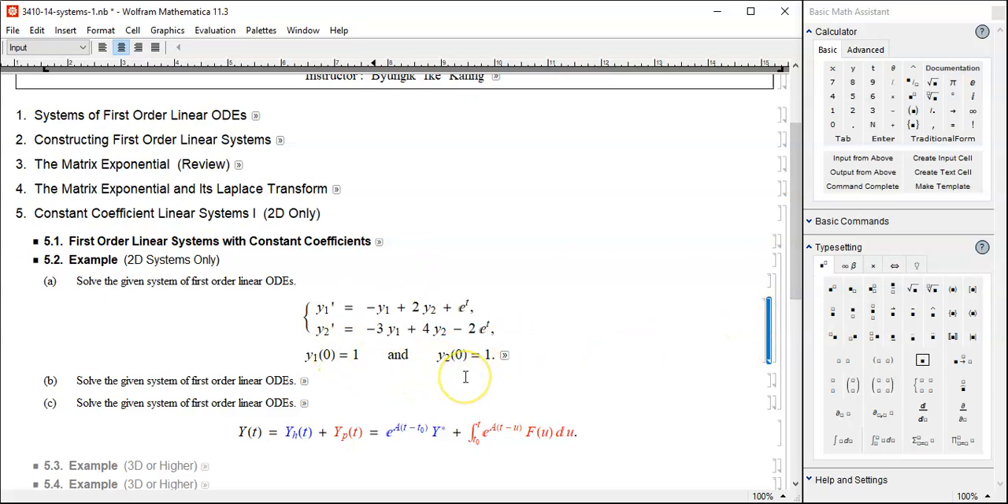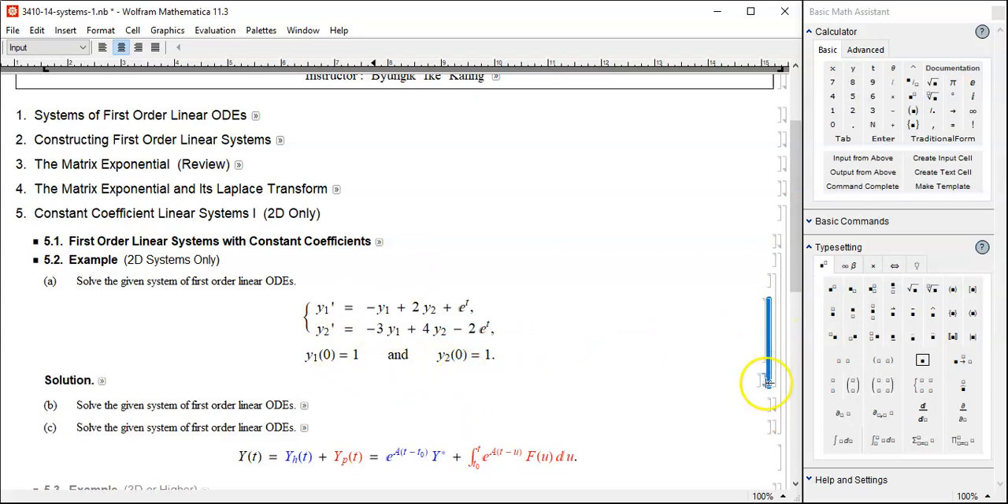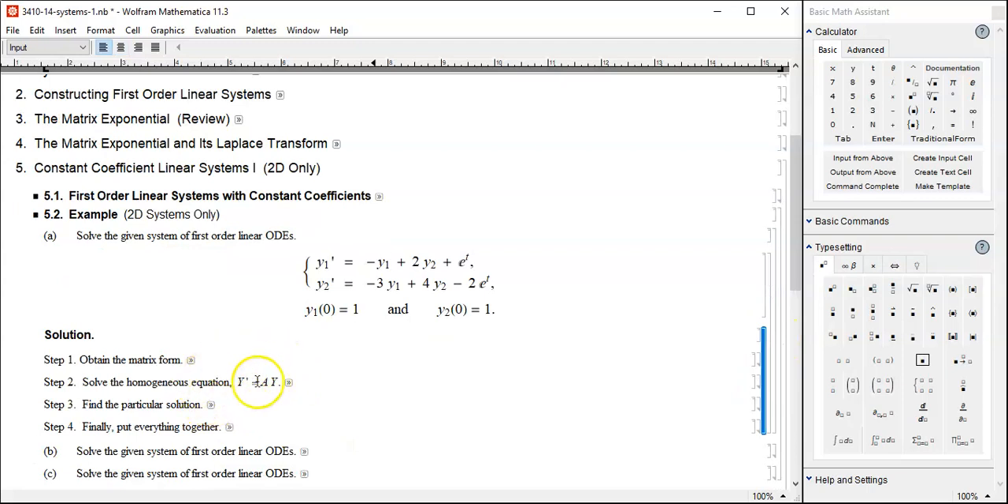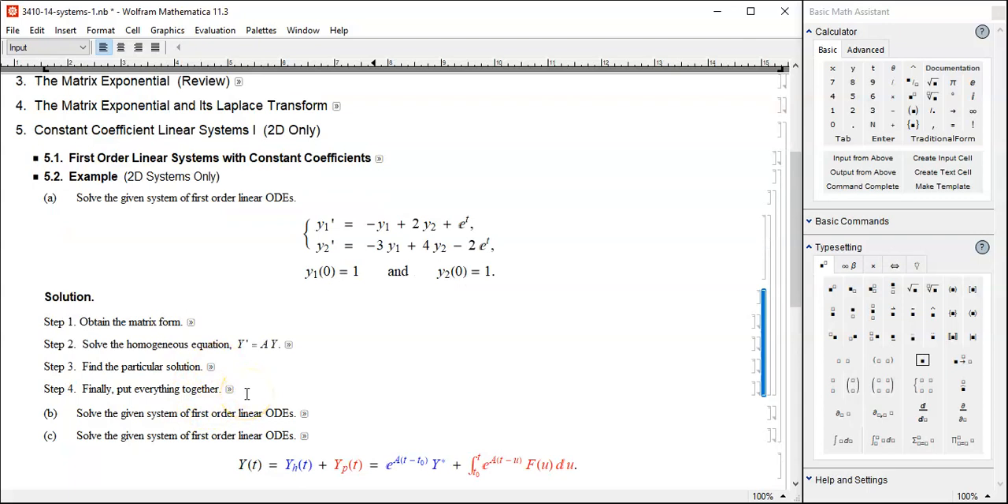So here's a system, get the matrix expression, and then the homogeneous part, the particular part, and then add them together. That's it.